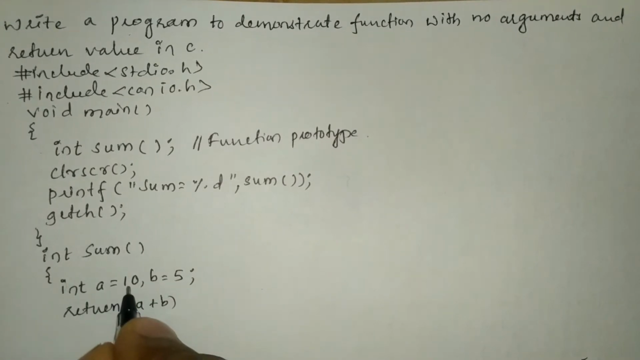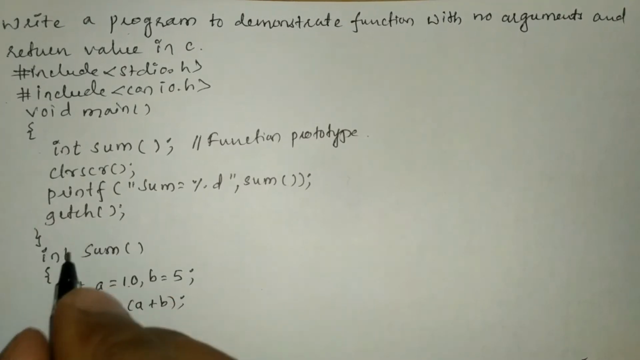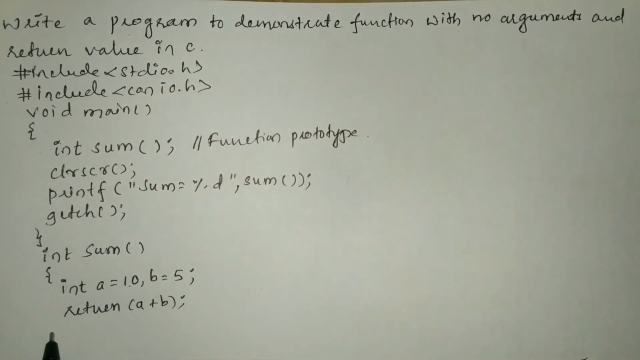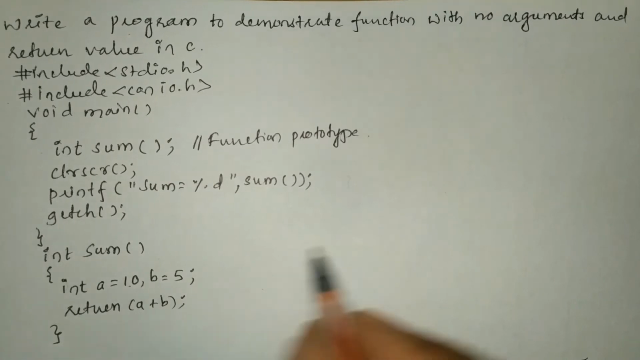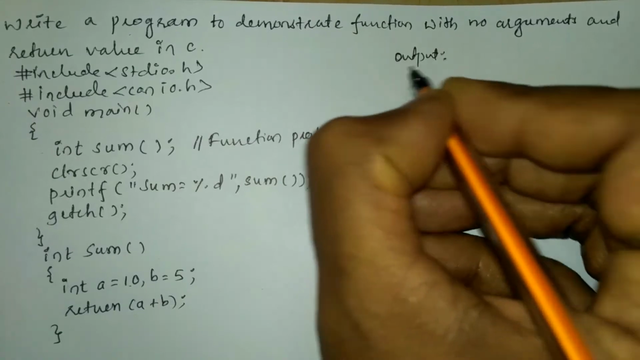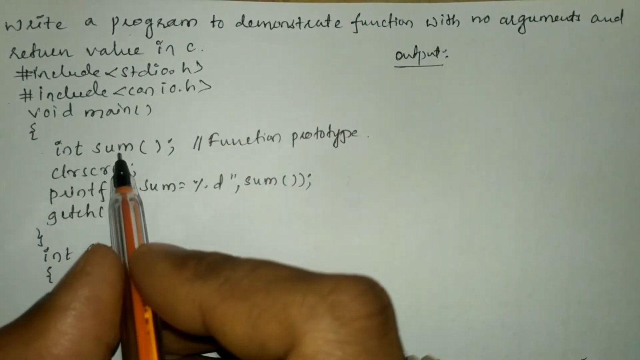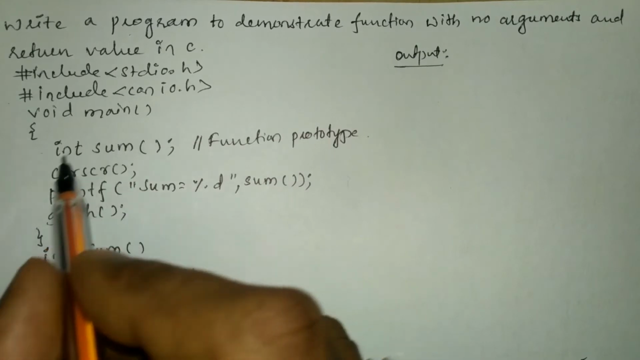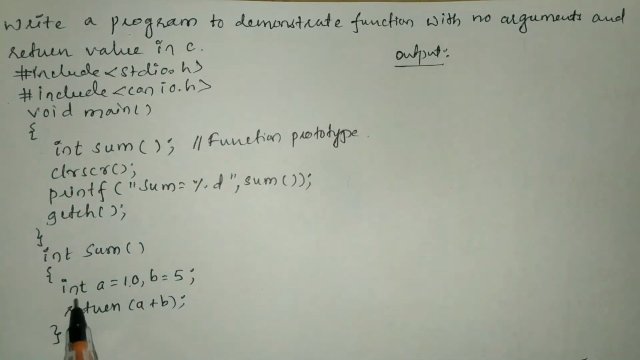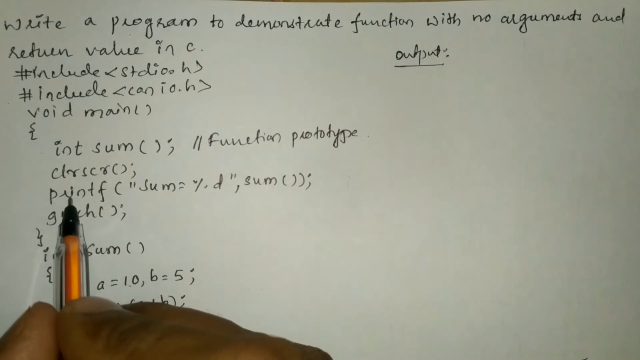So it is going to perform 10 plus 5 and it is going to return value 15 to the calling function. Now I'm going to write curly closing brace. So once we compile and run this program, it directly comes to int sum, and it is going to call the function, and it is going to perform a is equal to 10 and b is equal to 5, and it is going to perform a plus b, and it is going to return value back to the calling function.